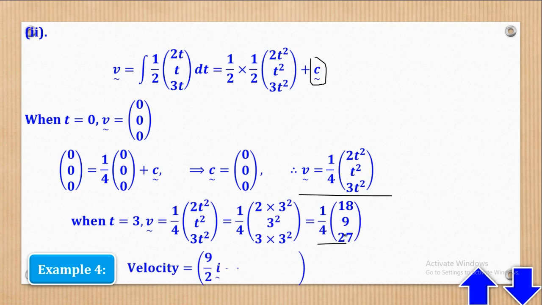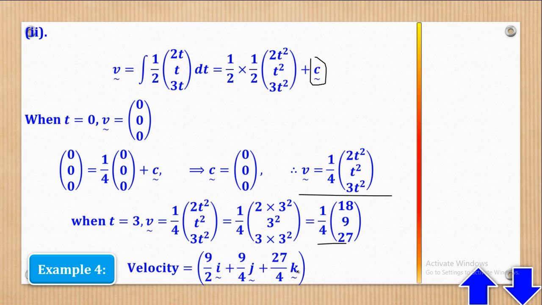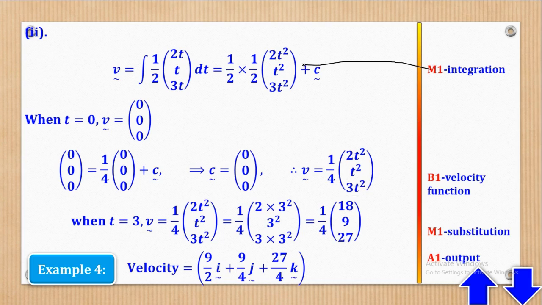Therefore, I can write in terms of ijk, and it will be 9 over 2 i plus 9 over 4 j plus 27 over 4 k. So basically that was Roman 2, and now let's see the marks for Roman 2. So M1 will be for integration, and B1 is for the velocity function. In this integration, the constant of integration has to be seen. Then this M1 is for substitution, and this A1 is for the output.